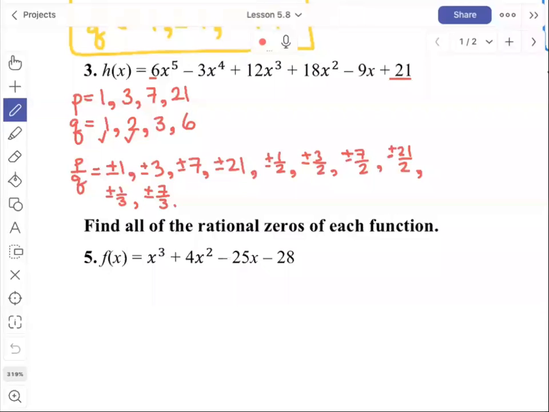Okay, moving on. Q is 6. Plus or minus 1 over 6. Plus or minus 3 over 6. Well, 3 over 6 is 1/2. Already got it, don't need it. Plus or minus 7 over 6. Plus or minus 21 over 6. 21 over 6 is 7 over 2. Yeah, 7 over 2. Already have it. Don't need to rewrite it again.